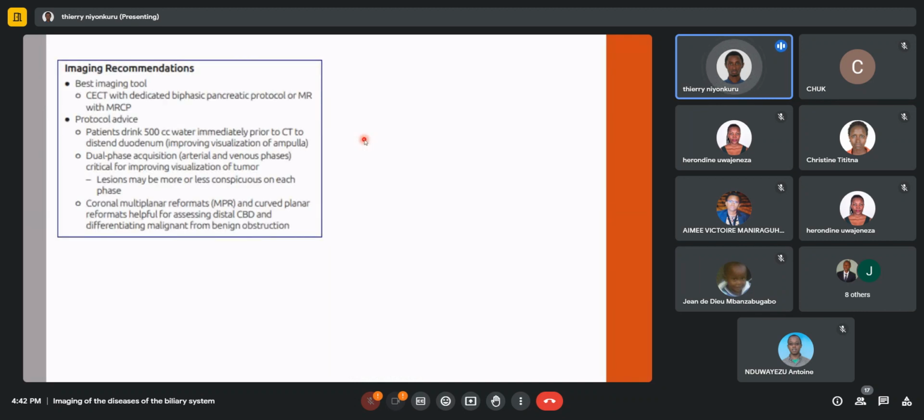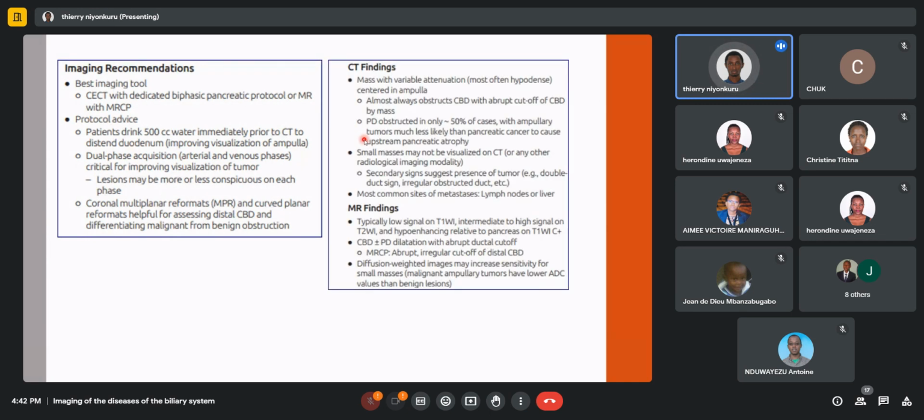The imaging tool is a contrast-enhanced CT scan, where we see a mass with variable attenuation centered in the ampulla with a cutoff of the common bile duct and the pancreatic duct, which will produce the double duct sign. You may also see small masses which may not be visible on ultrasound, and we may see the secondary sign, the double duct sign, which suggests that there is a mass obstructing at the level of the ampulla.